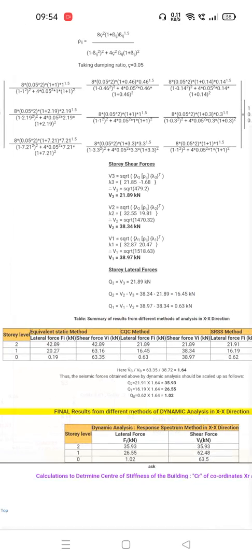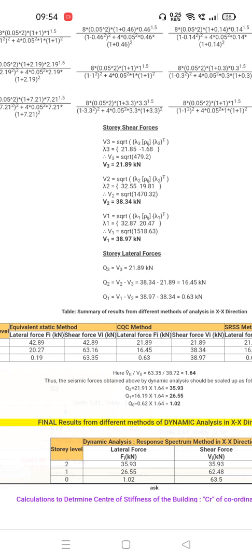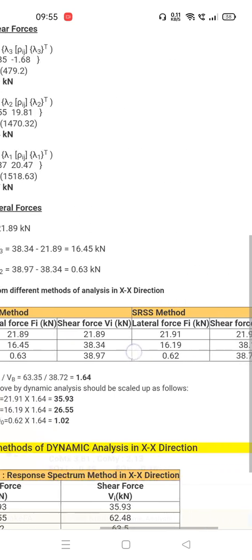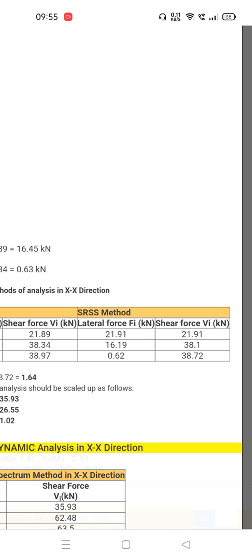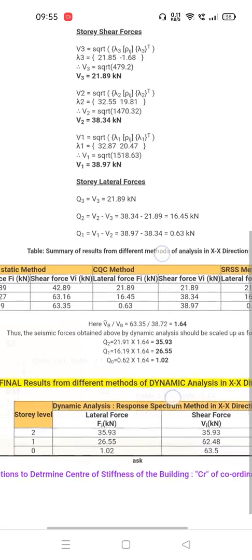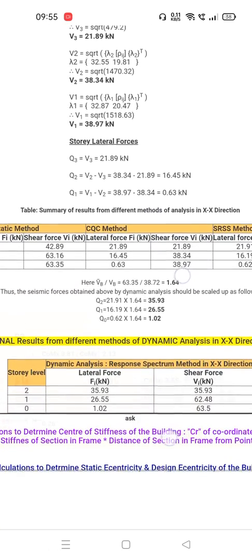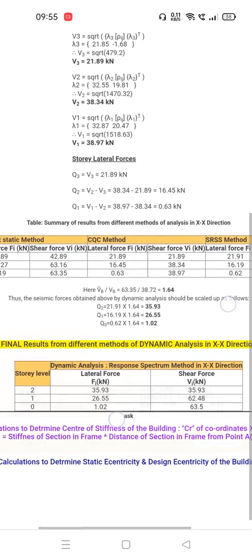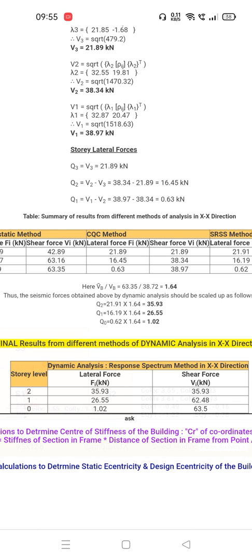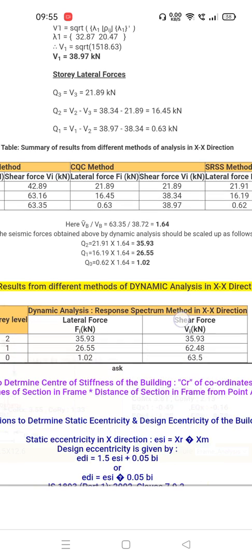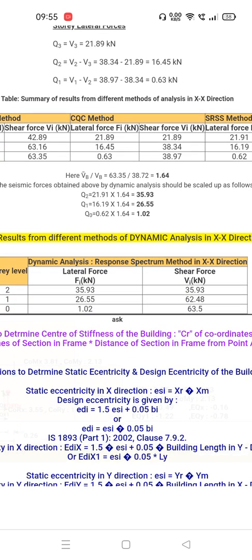Now we have given the summary. Equivalent static method, lateral force and shear force. CQC method, lateral force and shear force. SRSS method, lateral force and shear force. Again, the final results from the different methods of dynamic analysis in XX direction as per IS code are in this final table. Similar way we did the calculation for the YY direction.